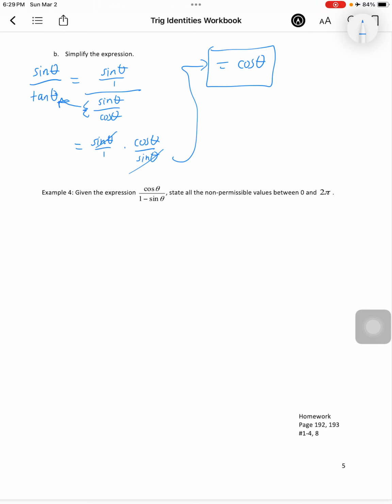So here, given the expression cos theta over 1 minus sine theta, state all NPVs between 0 and 2 pi. So, same setup, each term. For cos theta, there's none. For the number 1, there's none. And then for sine theta, there's none. Because here, all your denominators are just 1.